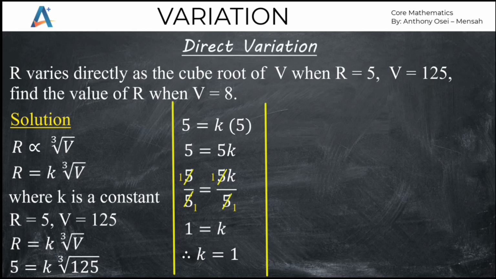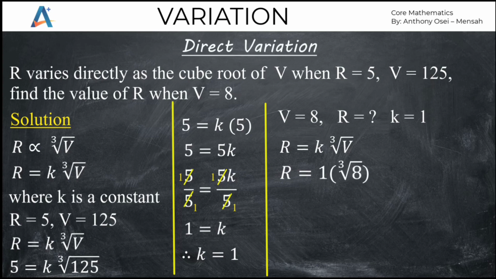It says, find the value of r when v is equal to 8. V is equal to 8. We don't know r, so we use a question mark, and k is 1. So let's get a formula. The formula is r is equal to k cube root of v. Now r we don't know, so that's what we're looking for. K is 1, and then we have the cube root of v, which is 8.